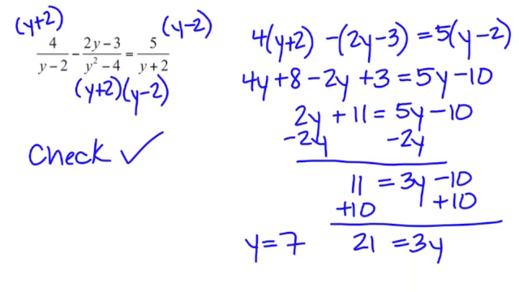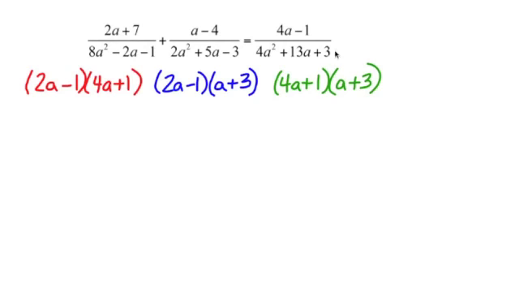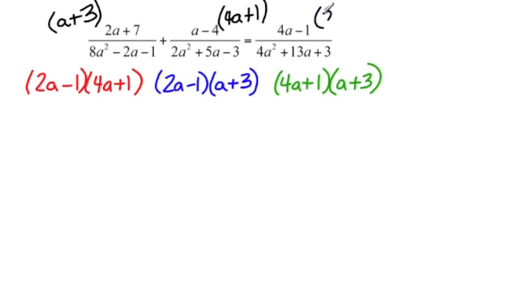Pause the video before the next problem starts and try to factor the denominators by yourselves. So as you can see, after I factored it, my common denominator is going to be 2a minus 1, 4a plus 1, and a plus 3. So the first fraction needs an a plus 3, the second one needs a 4a plus 1, and the last one needs a 2a minus 1. Go on ahead and pause the video and set up the equation.